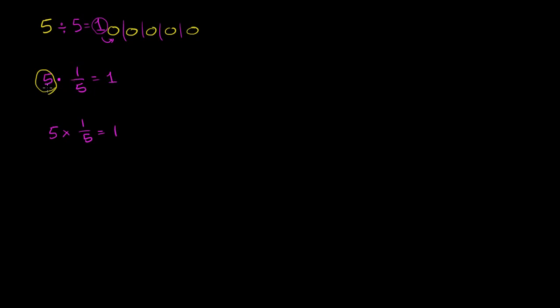That's just because 5 times 1/5 is the same thing as 5 divided by 5. If you were to actually multiply this out, if you actually take 5 times 1/5, this is equal to 5 over 1 times 1 over 5. You multiply the numerators, 5 times 1 is 5. Multiply the denominators, 1 times 5 is 5. So you have 5/5. And 5/5 is the exact same thing as 1.